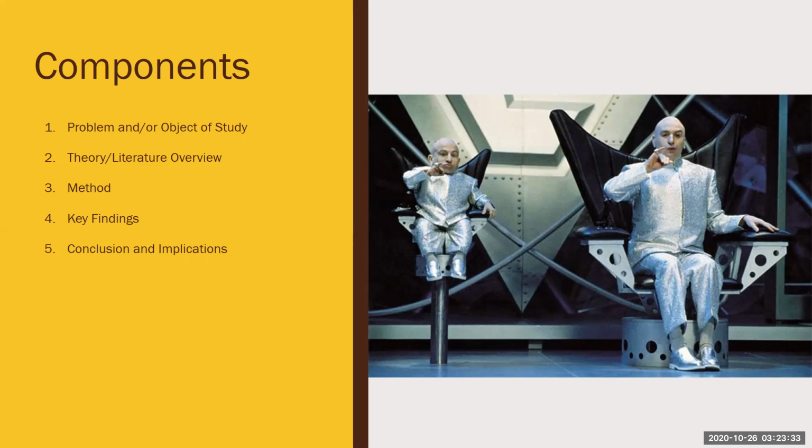There are 5 major components of your abstract. First of all, it needs to go over what the problem is that you actually studied, or what your object of study is. It needs to go over the theory or the literature review, your method, your key findings, and finally your conclusion and main implications. So like I said, it really is a mini-me or a small summary of your entire paper.